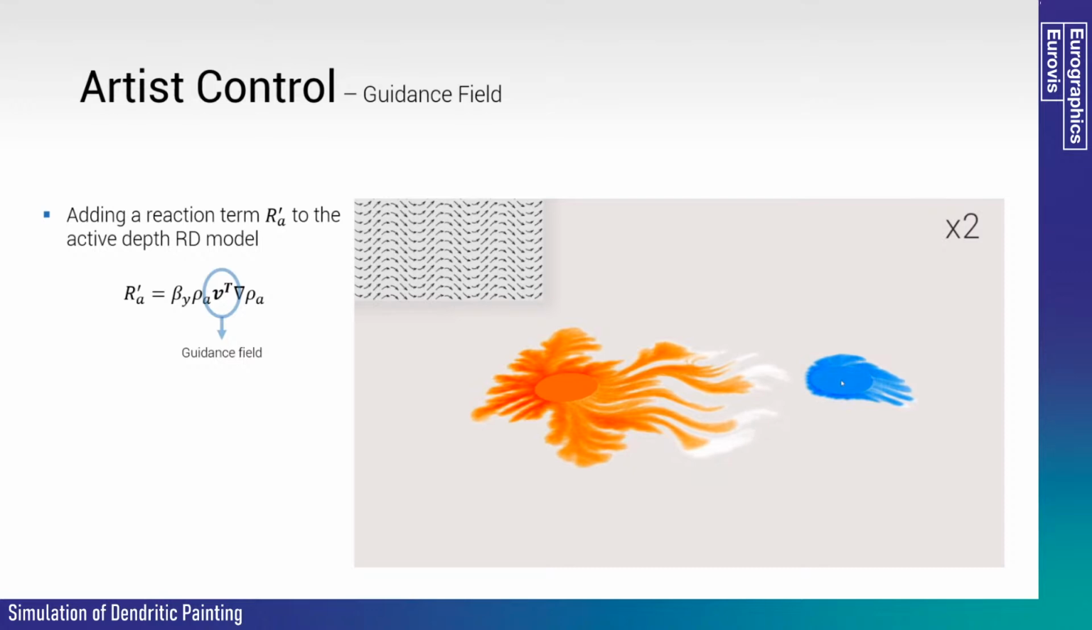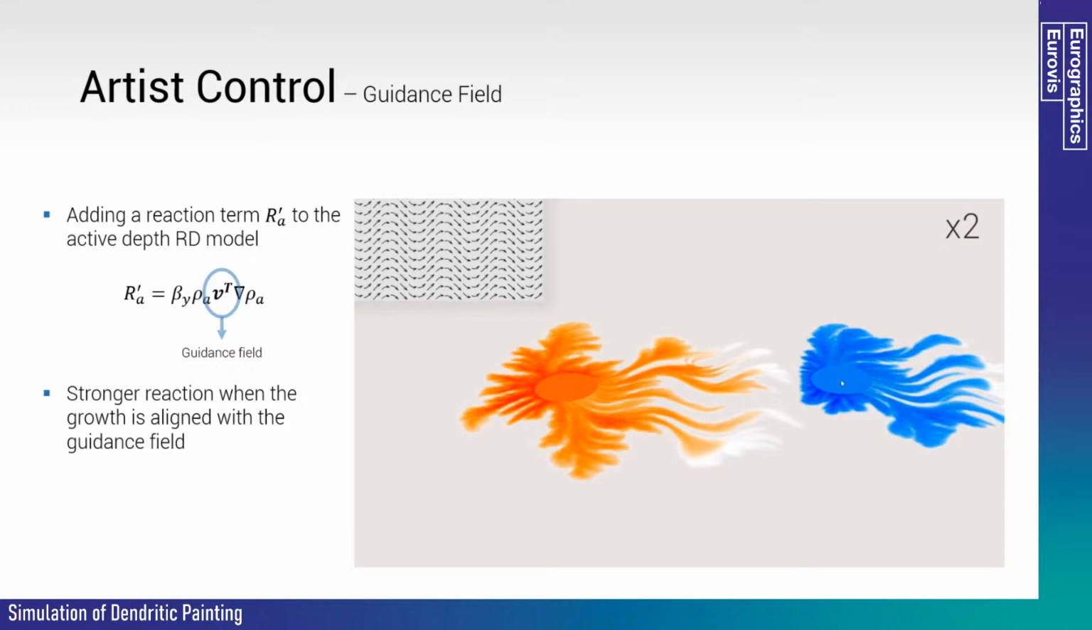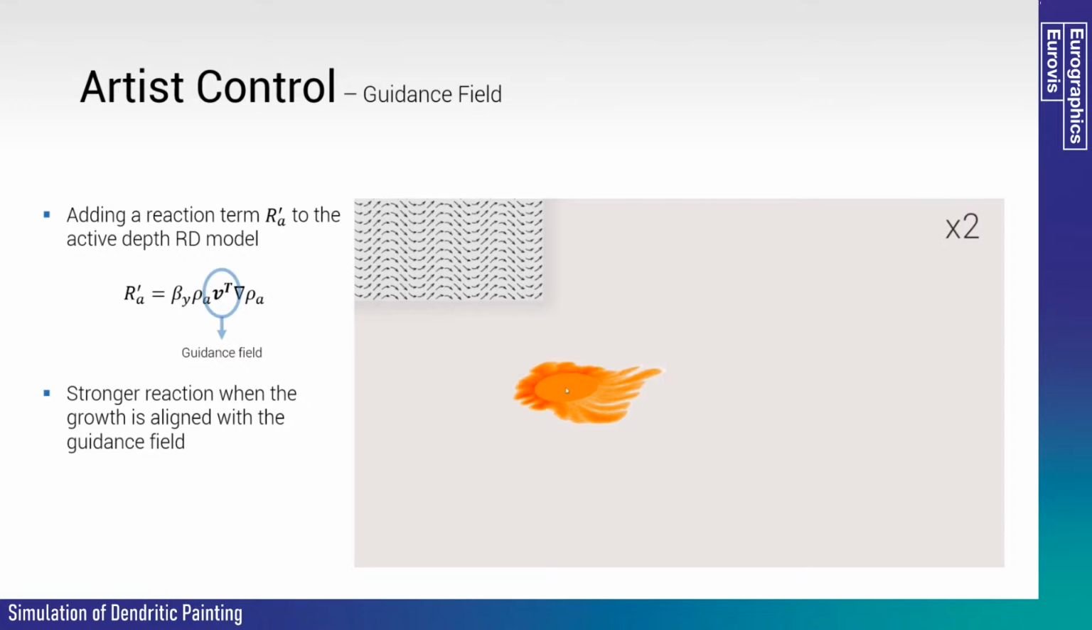The basic idea is to make the reaction stronger when the normal of the front of the pattern is aligned with the guidance field. We can modulate how strong the pattern adapts to the guidance fields by using the beta parameter.